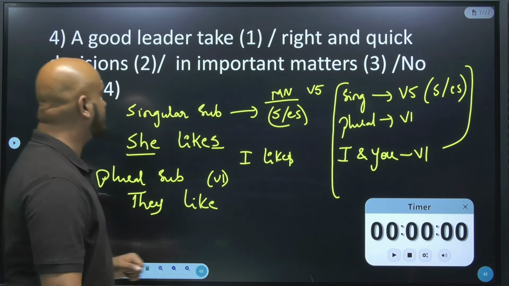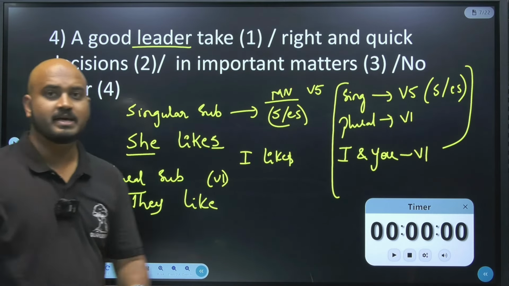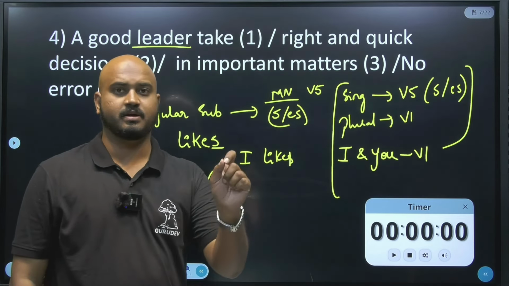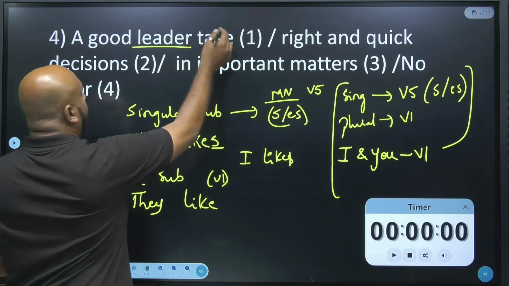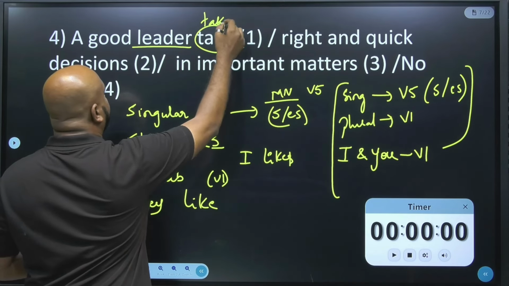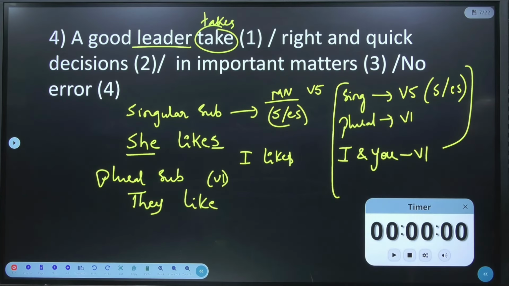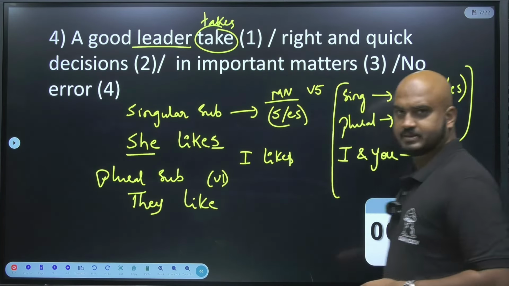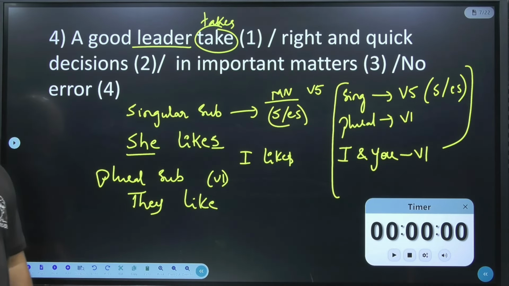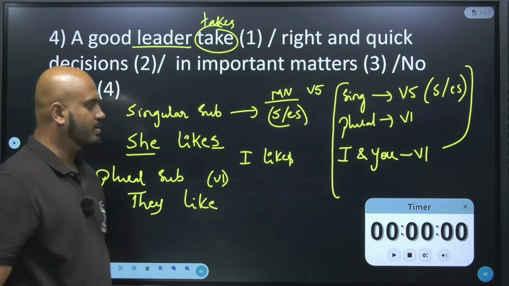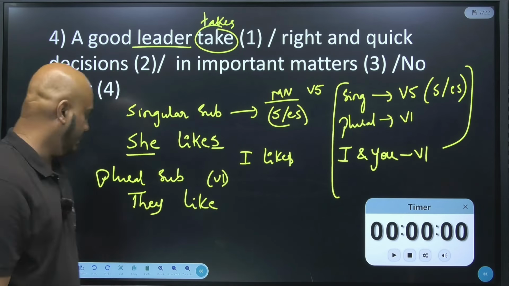Now, coming to the question, a good leader. If you observe, the word leader is pointing to a singular one. So because it is singular, my main verb should be takes. A good leader takes right and quick decisions on important matters. I hope this question is absolutely clear with this awareness of the rule. All right, let's move on to the next one.